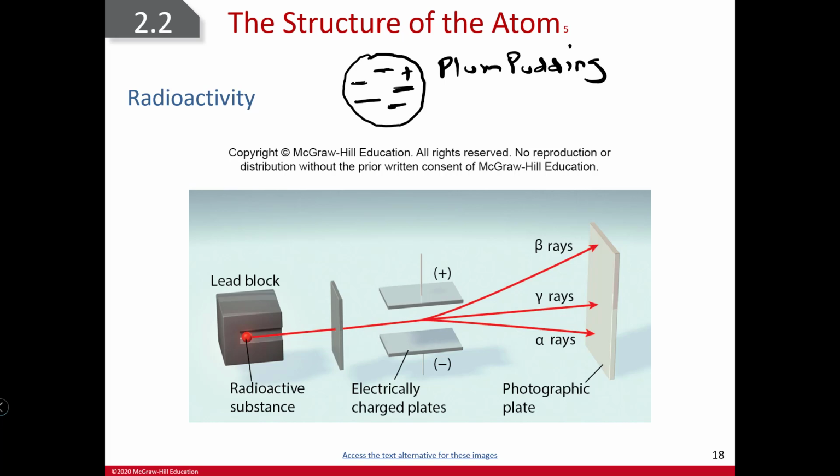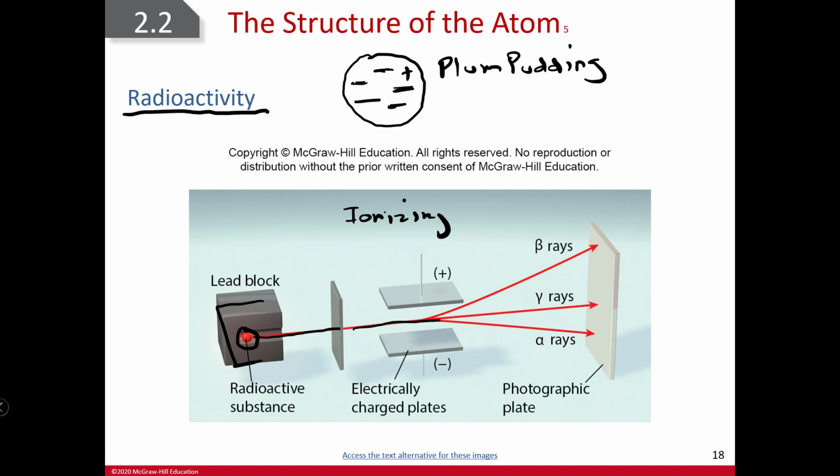To investigate the atom more, we had to use radioactive materials. So here's what radioactivity is. If we have a radioactive substance that's surrounded by a lead block and we direct the radiation into a beam, we find there are three types of ionizing radiation. This is the type of radiation we're worried about. This is what causes cancers and things like that.